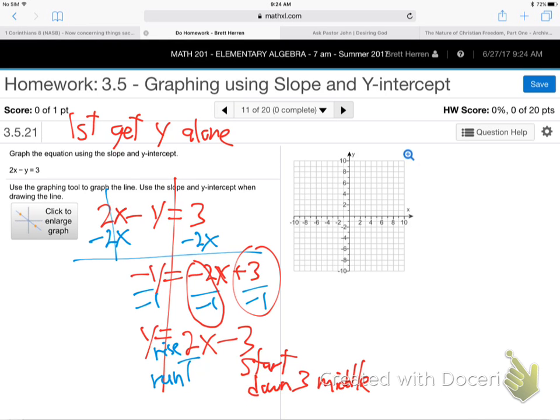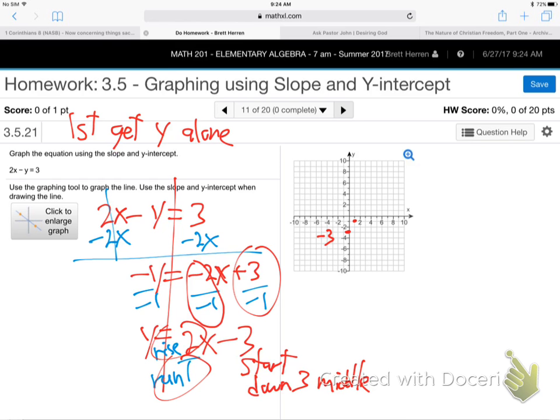So we start down 3 right there. There we go. Down 3. And then from there, where do we go? Rise 2, run 1. So go up 2 and over 1. So I went up 2 and over 1 on that.